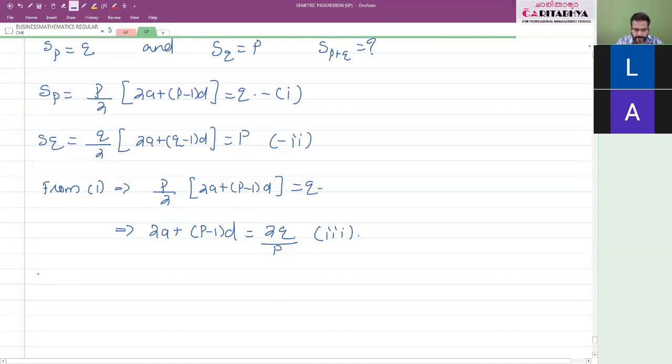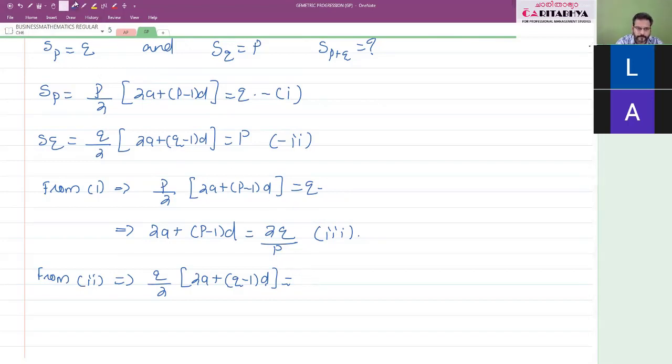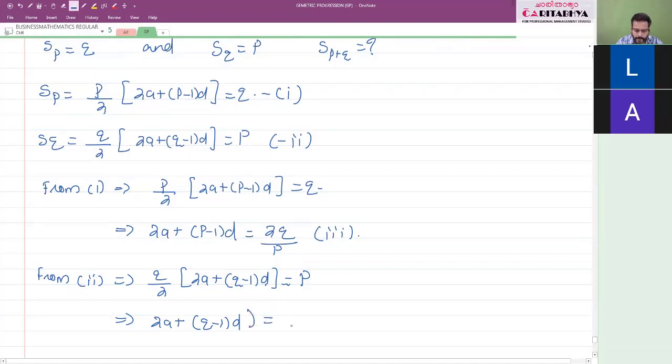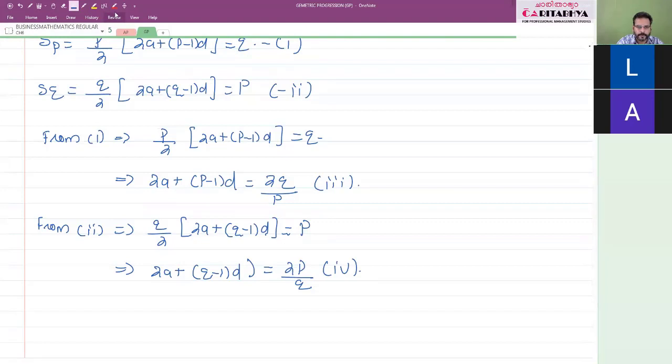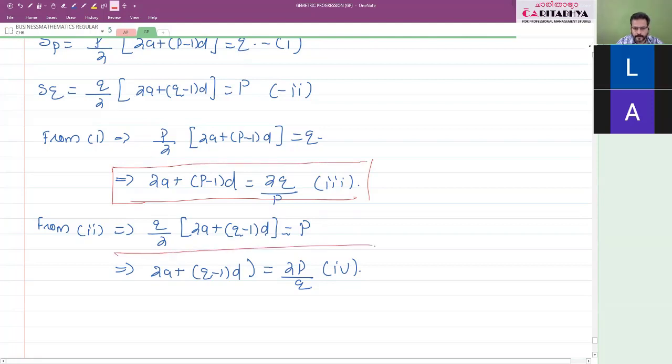Then from equation 2, Q by 2 into 2A plus Q minus 1 into D is equal to P. That implies 2A plus Q minus 1 into D is equal to 2P divided by Q. This is equation 4. Note down equations 3 and 4.